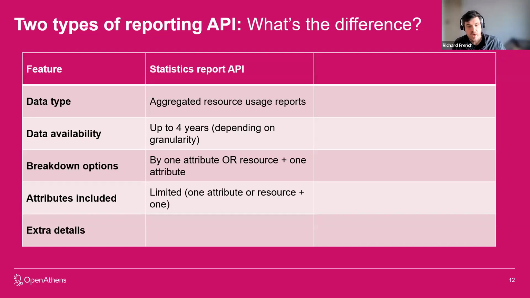The resource plus one attribute: you start with a specific resource, say a journal or database, and then you can break it down by one user characteristic. So show usage of JSTOR by department, or show usage of EBSCO host by campus.